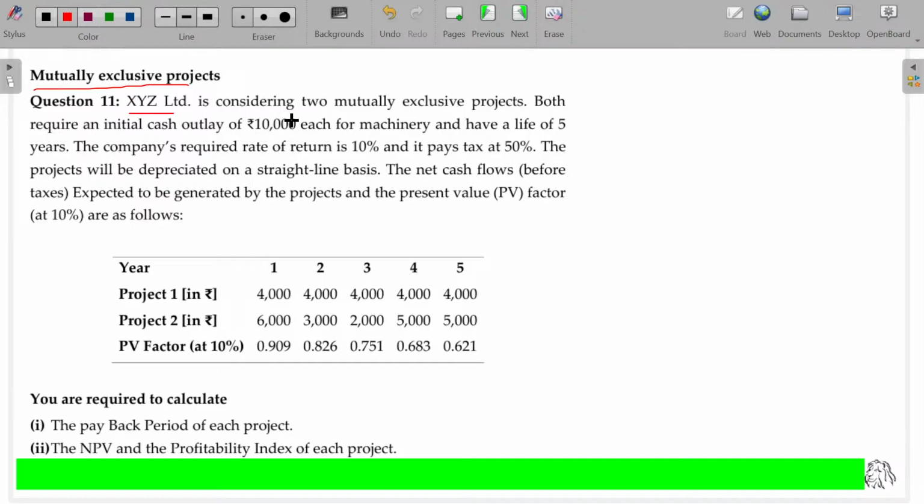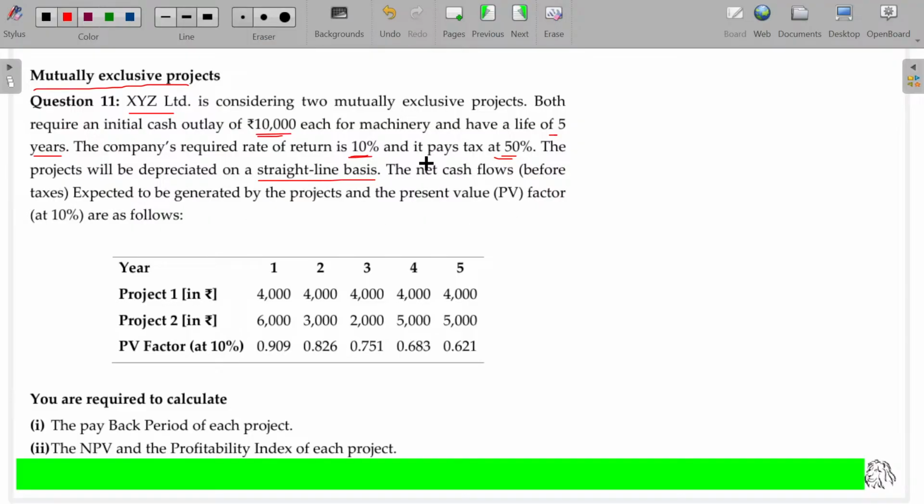XYZ Limited is considering two mutually exclusive projects. Both require an initial cash outlay of 10,000 each for machinery and have a life of 5 years. So two machines, both require 10,000 and the life is 5 years. The company's required rate of return is 10% and the tax rate is 40. The projects will be depreciated on a straight line basis. Net cash flows before taxes are expected to be generated by the project, and the present value factor is given.